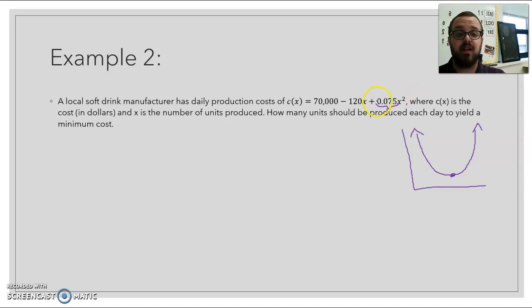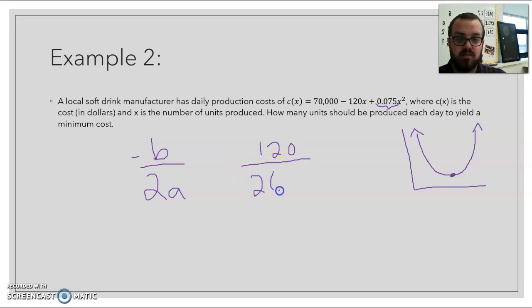So what we're going to do is take that leading coefficient and this one here, and that's going to be our a and b terms, and we'll use negative b over 2a to find the x value for the vertex, which is where our minimum point is. So negative b, it's going to be negative 120, so it'll be 120 divided by 2 times 0.075. Okay, and if we multiply that, that ends up equaling about 800 units. Not about, exactly 800 units.